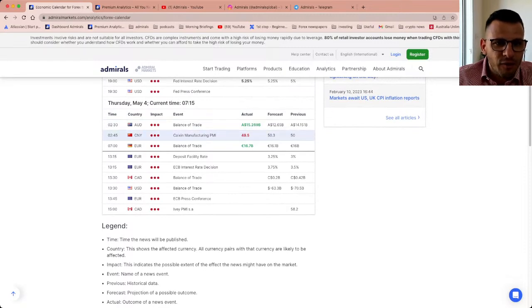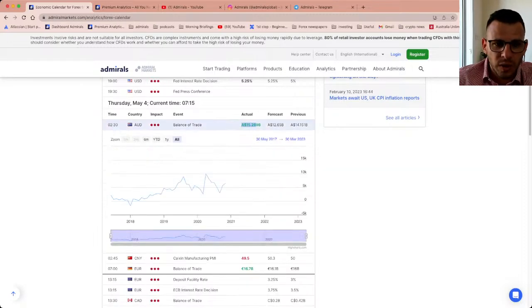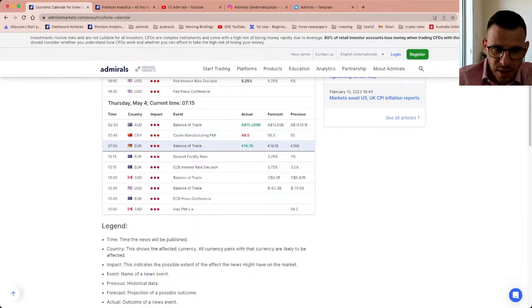And Thursday, May 4, today early morning, trade balance in Australia. Expectations were to see a lower number. However, the actual number overcame the expectations, and also the previous number, 15 billion Australian dollars was the trade balance, as we can read. The Caixin Purchasing Managers Index in China dropped below 50. That shows some weakness for the Chinese yuan.